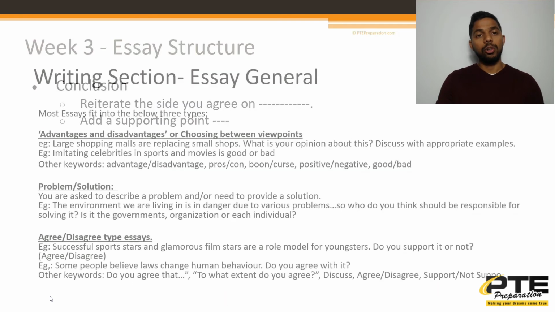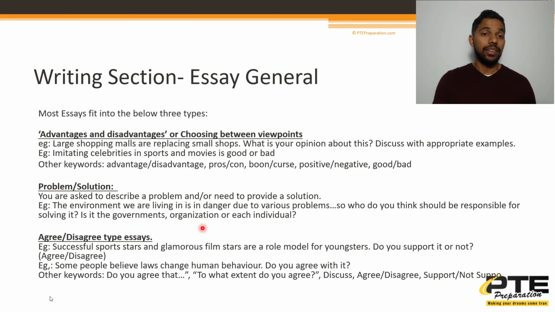Okay, so that is the essay part. I'm also quickly going to cover the 3 types of essays that you get. So usually your essay will fit into these 3 types: your advantage and disadvantage essay, where you have to choose between 2 viewpoints. Other keywords can be boon or curse, positive, negative, good or bad. So the essay that we discussed was in this category. Then you can have a problem or solution type of essay, where you're asked to describe a problem or you need to provide a solution. For example, the environment we are living in is in danger due to various problems. Who do you think should be responsible, the governments or individuals?